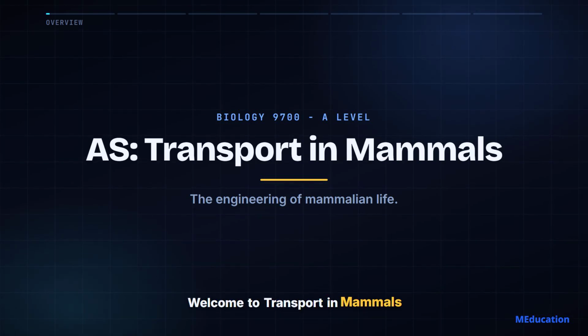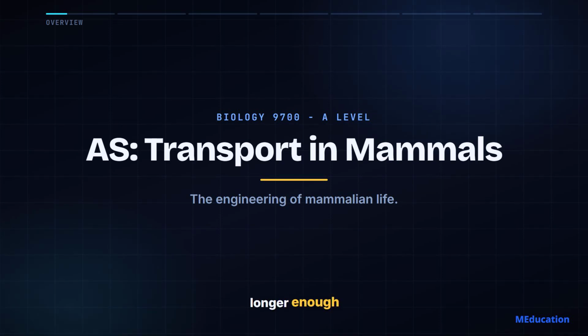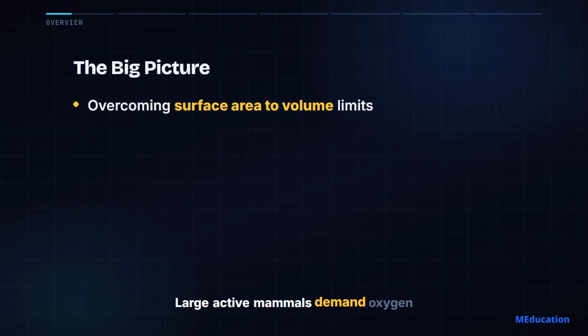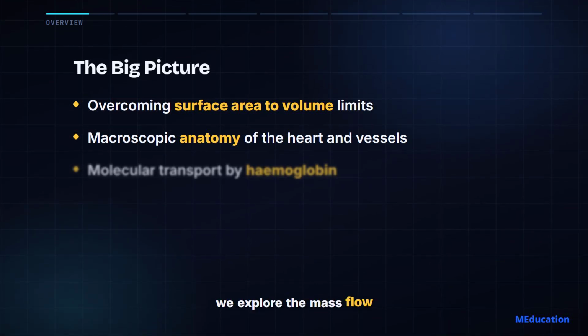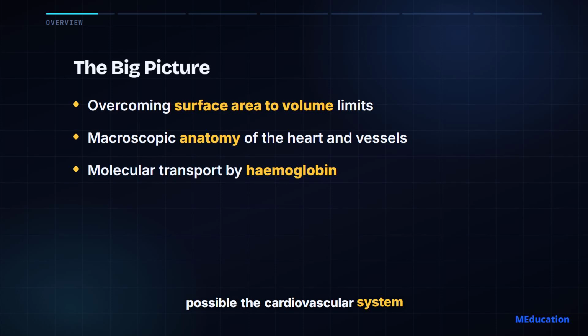Welcome to Transport in Mammals. As multicellular organisms grow, their surface area to volume ratio plummets, meaning simple diffusion is no longer enough. Large, active mammals demand oxygen and glucose instantly, and waste must be removed just as fast. In this unit, we explore the mass flow system that makes your life possible, the cardiovascular system.